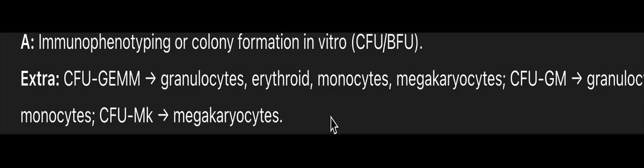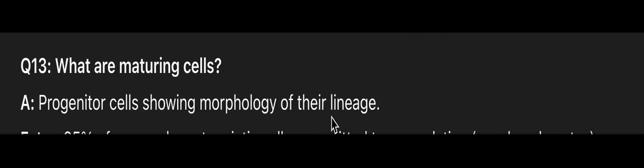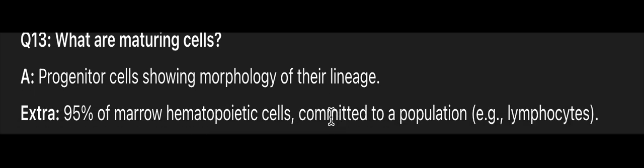What are the CFU-GM precursors for? And again, the key here is the GM. Granulocytes and monocytes. And what are the CFU-MK precursors for? That's capital M, lowercase k. So we're only talking about one thing here. Megakaryocytes. What are maturing cells? They're progenitor cells showing morphology of their lineage. 95% of marrow hematopoietic cells are committed to a population.